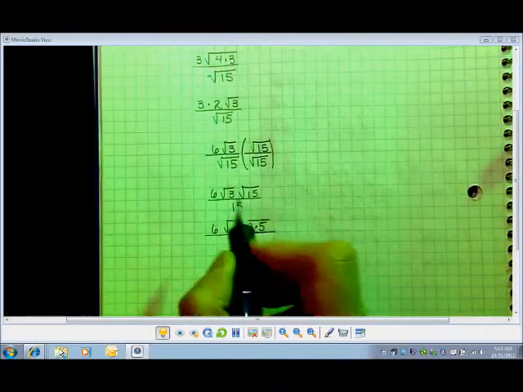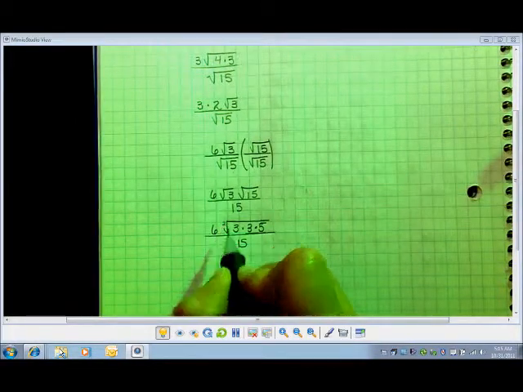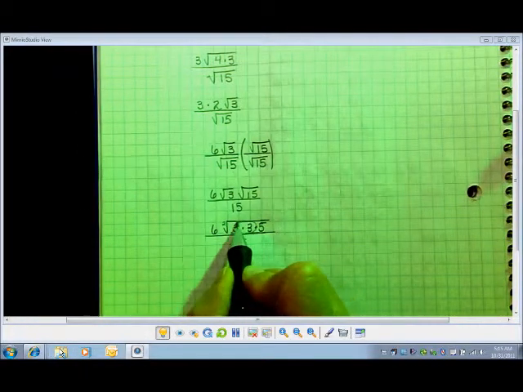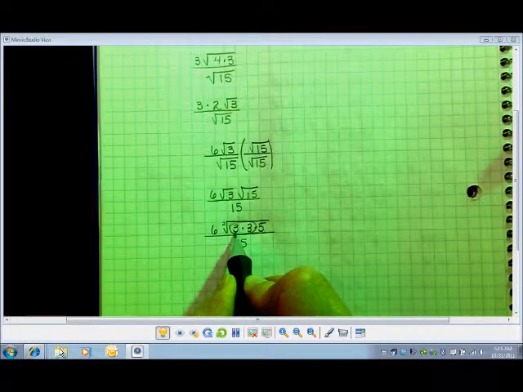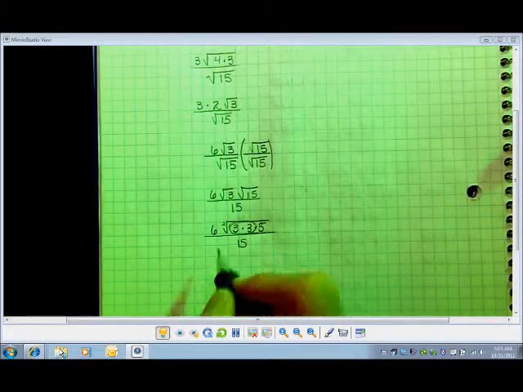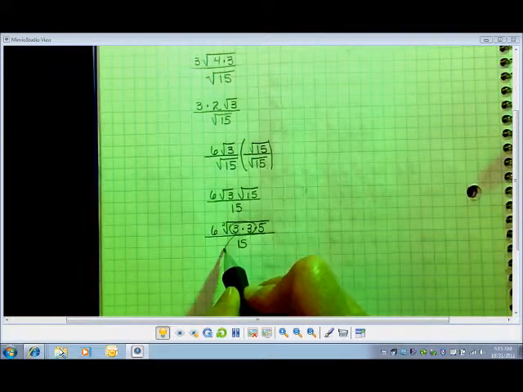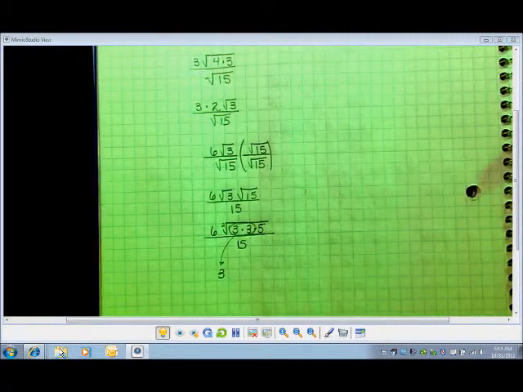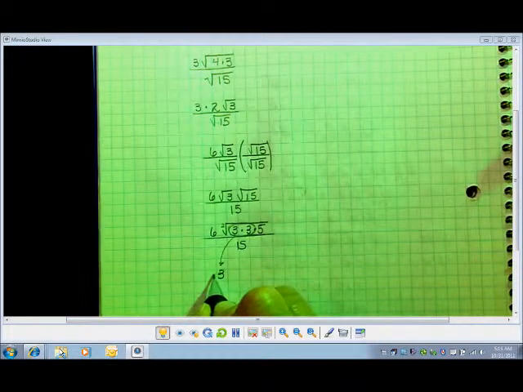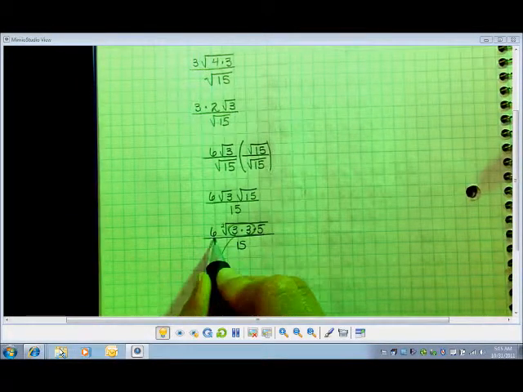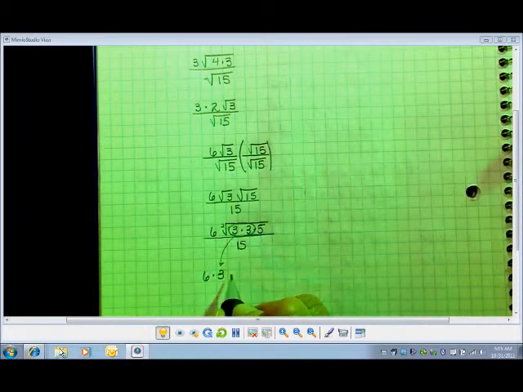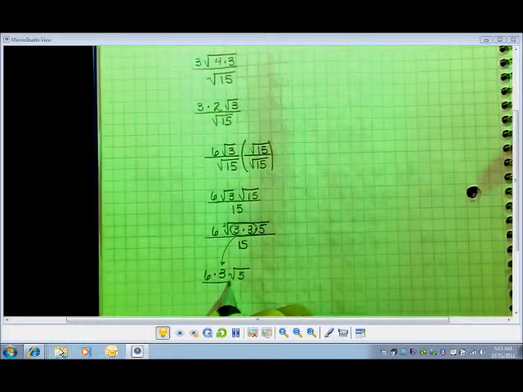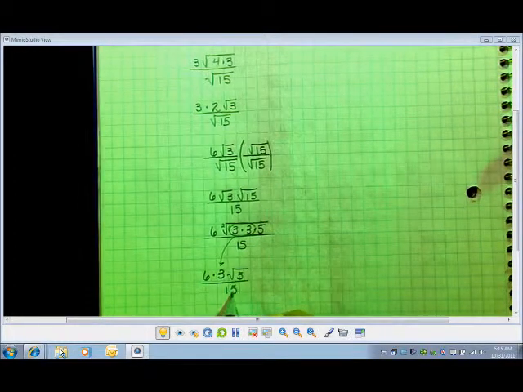Now with my radical, it's a square root, so there's a 2 there. That 2 is saying, look for 2 factors that are the same. And it comes out of the radical as just one of them. Which means that this is the same as 6 times 3 square root of 5 over 15.